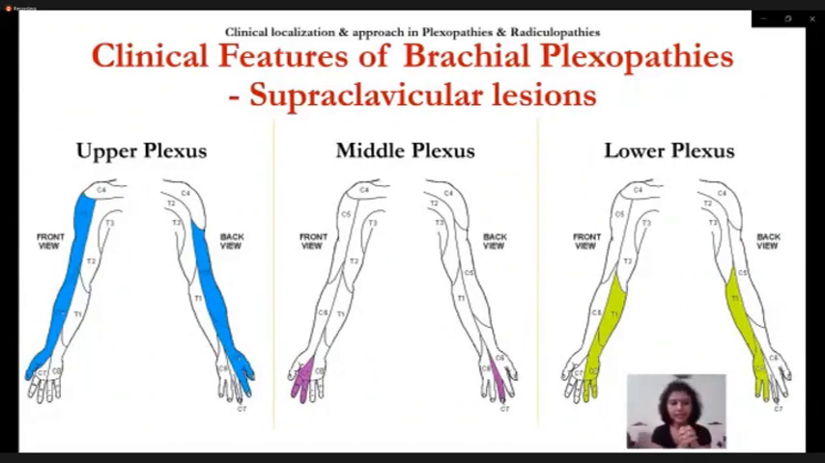Coming to the patterns of sensory impairment, in case of upper plexus injuries, the sensory loss is expected to be present over the lateral portion of the arm and forearm and the hand. Lesions of the middle plexus would cause involvement of the middle finger that may extend to the posterior aspect of the forearm. While in case of lower plexus involvement, the sensory impairment involves the medial portion of the forearm and the medial hand and may also extend to involve the medial arm.